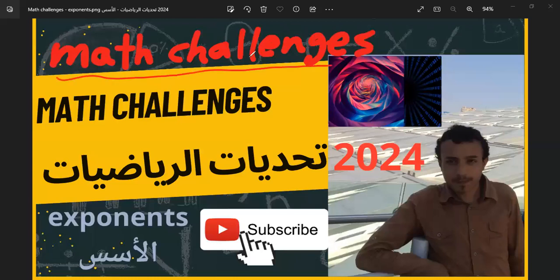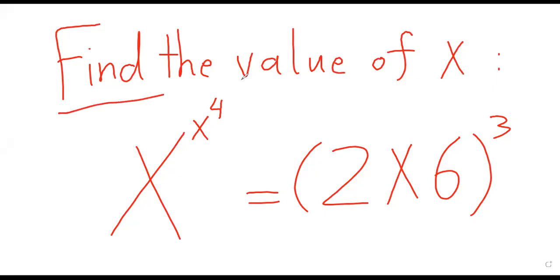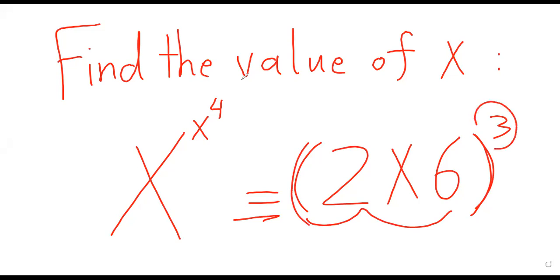Now we are continuing solving some math challenges or math problems, and we continue to solve some problems with exponents. Okay, let's see our problem today. The problem is: find the value of x. What is the equation? X to the power of x to the power of 4 equals 2 times 6, in brackets, to the power of 3. Okay, it's very easy to solve this problem. Just concentrate and be focused. Okay, let's at first make this smaller.